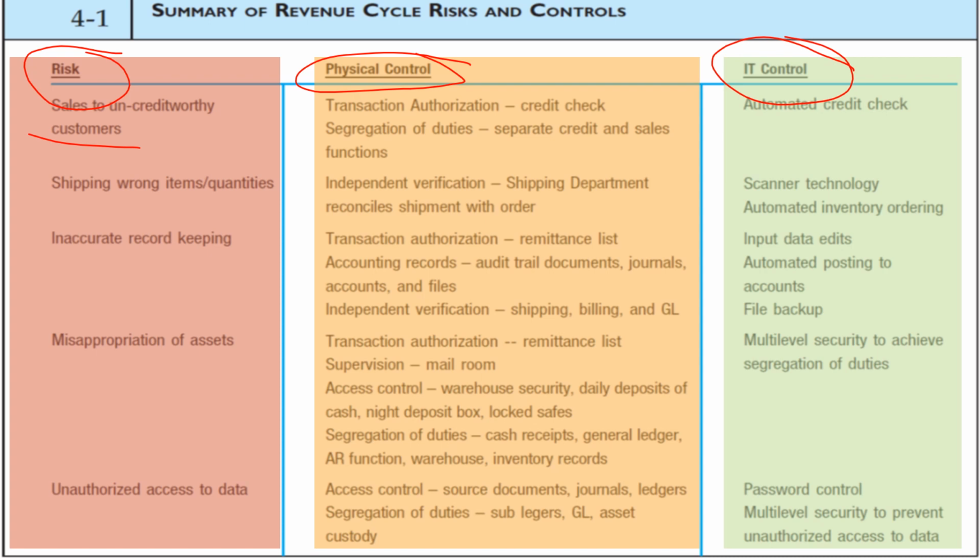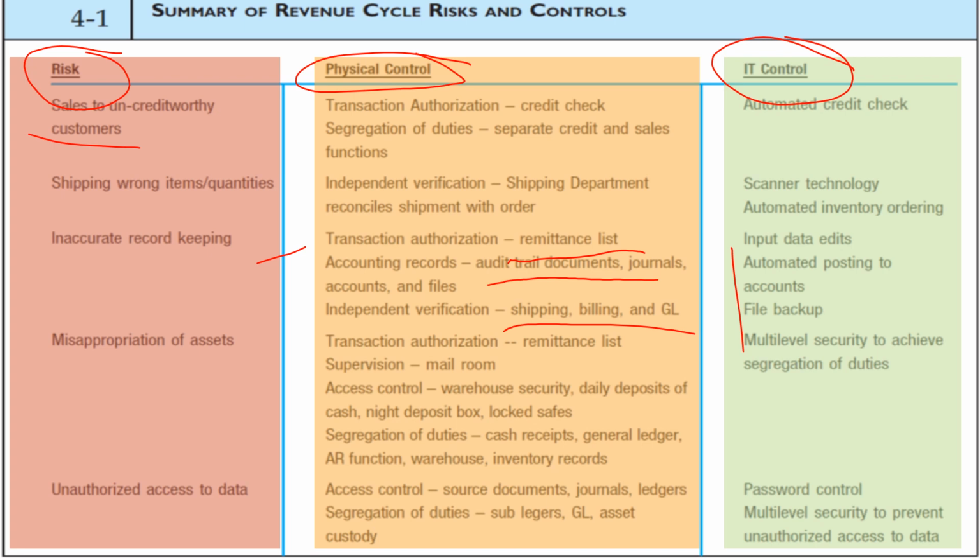Inaccurate record keeping. The physical control for that is transaction authorization, remittance list, and account records or the audit trail of documents, journals, accounts and files. Also, we have independent verification by checking and verifying the shipping, billing, and general ledger. Whereby for the IT controls, we have input data edit, automated posting to the accounts, and file backup.